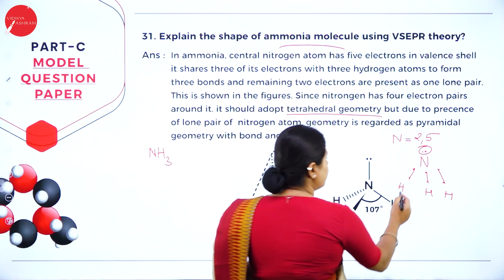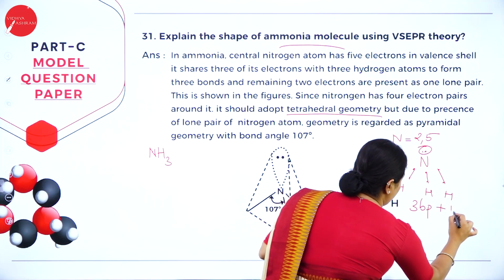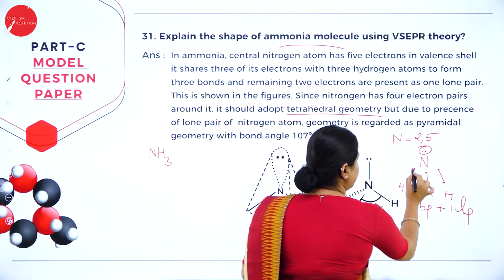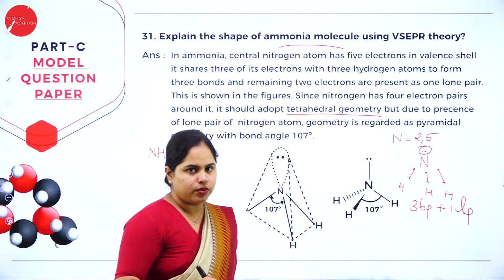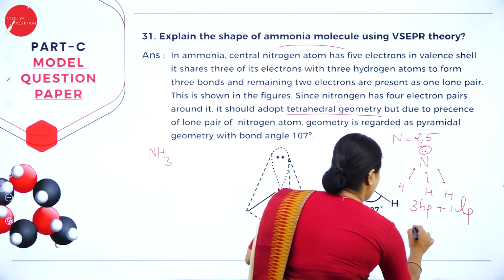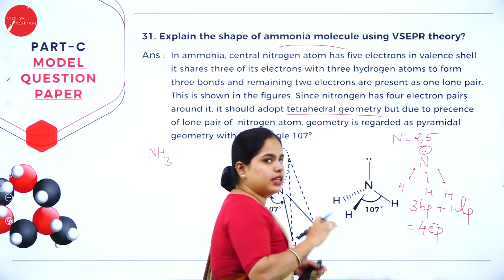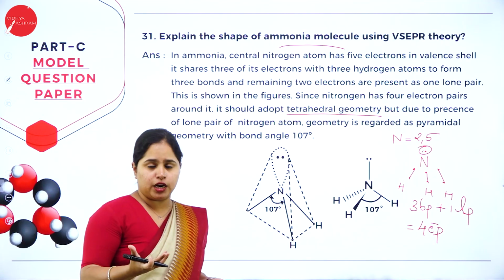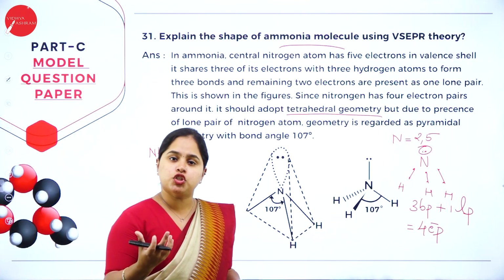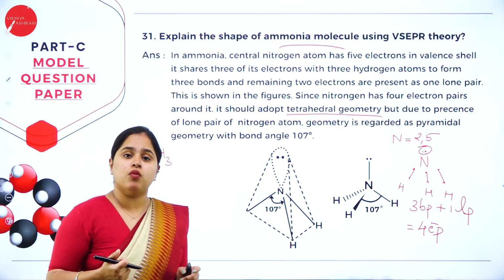So you can see here 1, 2, 3. 3 bond pairs are there and 1 lone pair is also there, right? So 3 bond pairs and 1 lone pair will give you a total of 4 electron pairs. So if a molecule has 4 electron pairs, it is supposed to have which geometry? Tetrahedral geometry. But according to VSEPR theory, what happens?